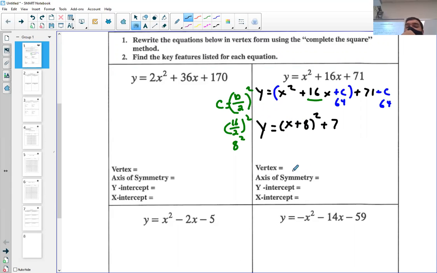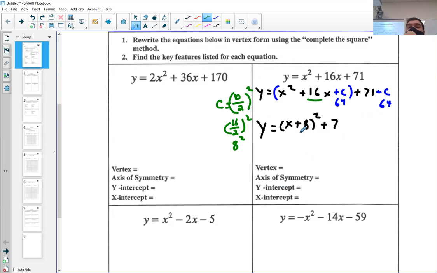This is the final equation. And now we're going to get the answer from it. This is the one I gave out Thursday. 71 minus 64, you minus c on the outside. So here we're going to get all our information.